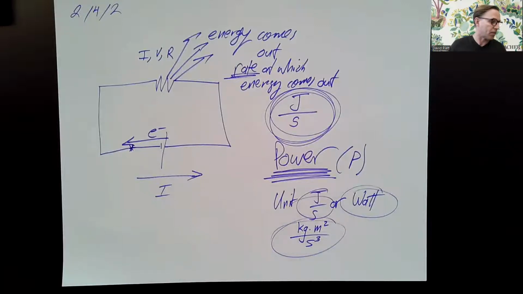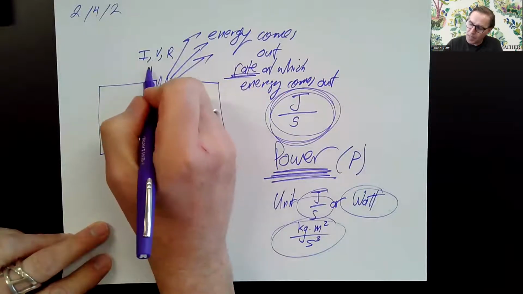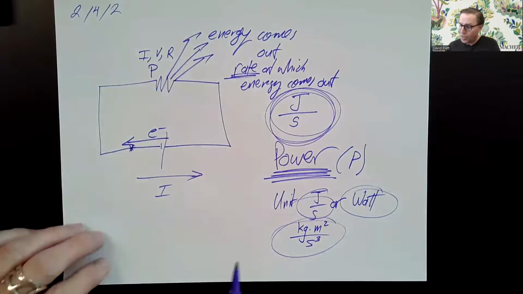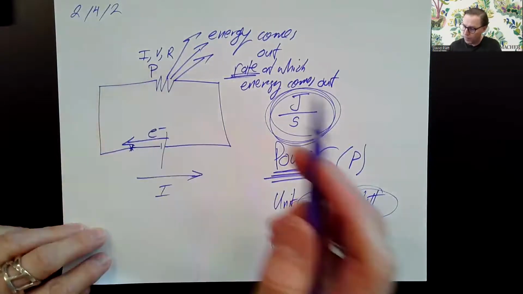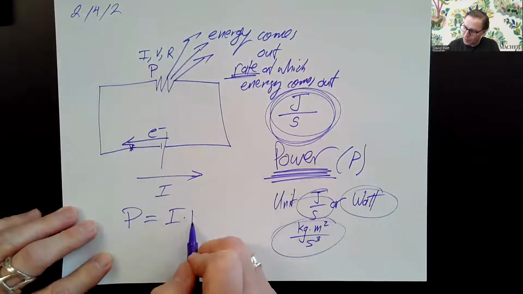I'm just looking at my notes. So I defined power, and I reminded you of the unit, and I said what it means in a circuit is that energy is coming out. So I, V, R, and P, we might also wonder what the power is. And it turns out that the power for a resistor is equal to IV.